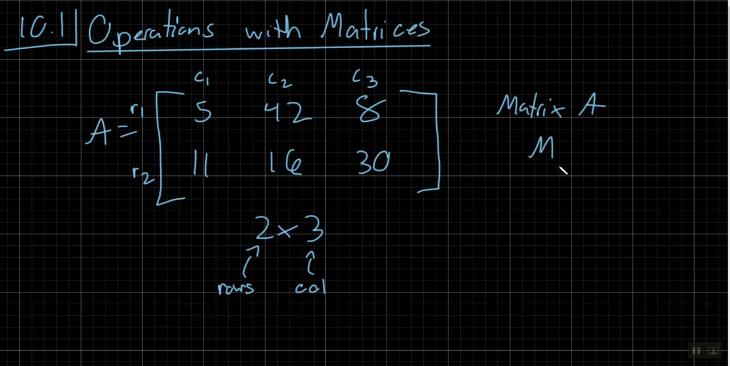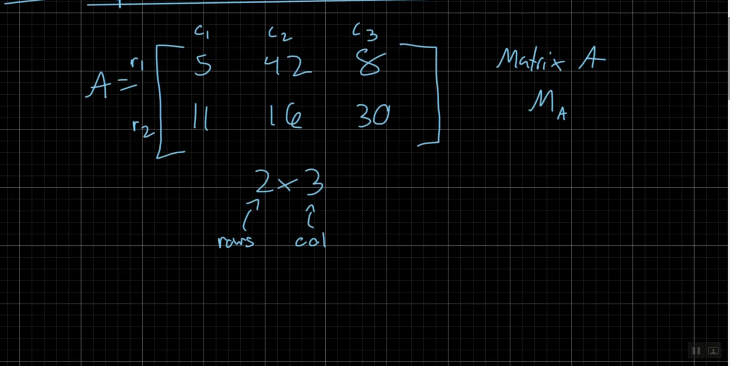We might see it as M with a subscript of A. These are both matrices, but A is going to be in uppercase. We have 2 by 3. We call this the dimensions of a matrix. How many numbers do we have in this entire matrix? 6. We call these 6 elements in a matrix.